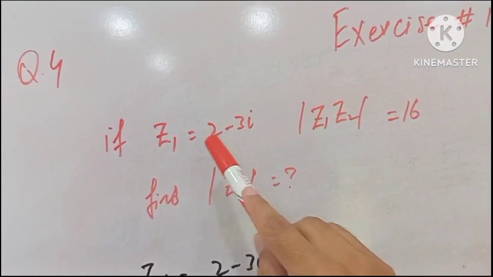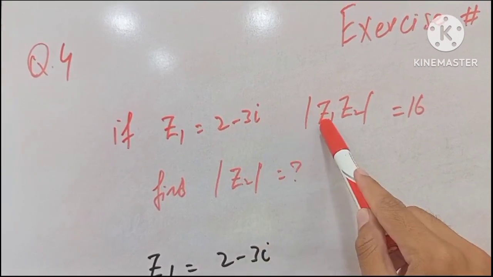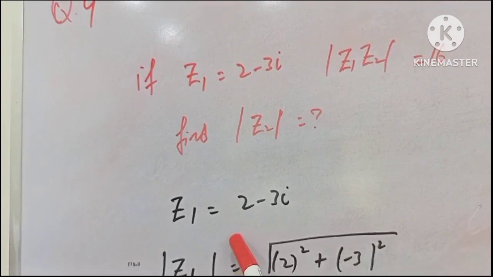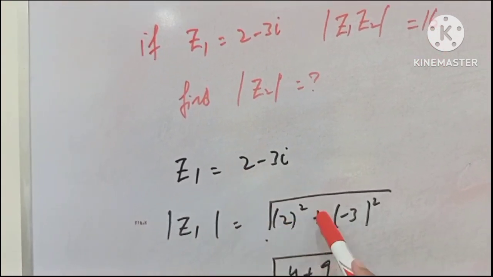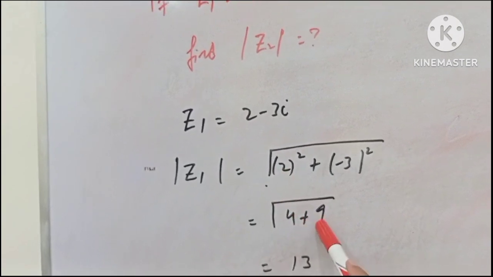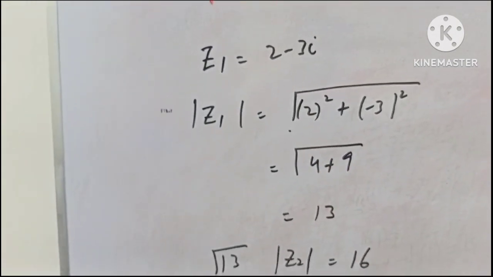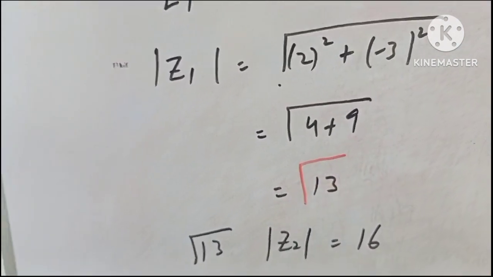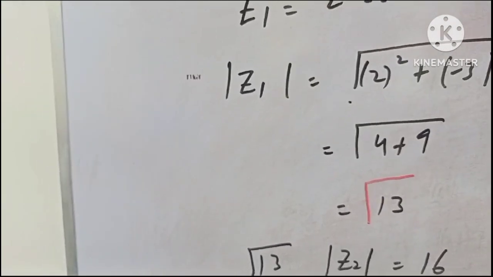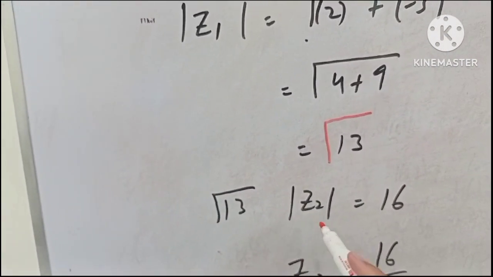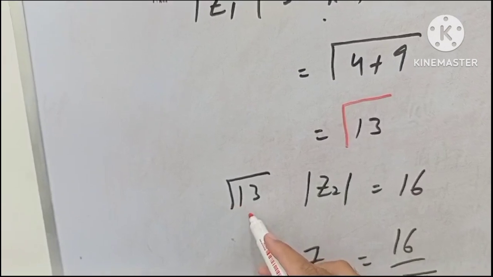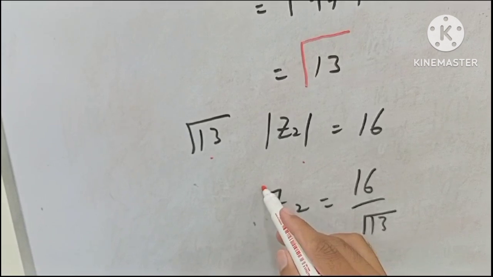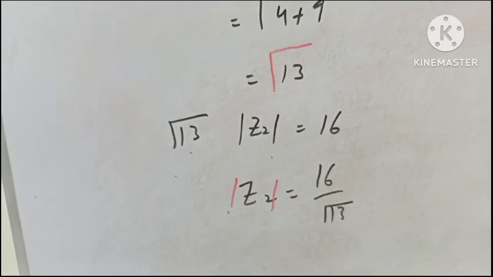Question number 4. If z1 is equal to 2 minus 3 iota, and mod of z1 z2 is equal to 16, find mod z2. z1 is given 2 minus 3 iota, taking mod of z1, which becomes square root of 2 square plus minus 3 square, is equal to 4 plus 9, 13, square root of 13. Now putting the value in this, mod z1 z2 is equal to 16 and mod z1 is root 13, and mod z2 remains as such as we find mod z2. Mod z2 remains here and root 13 comes here, 16 over root 13.